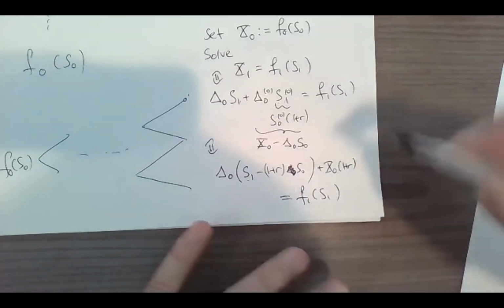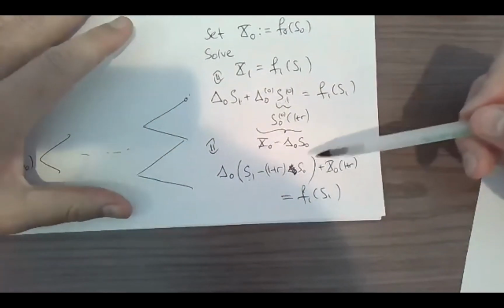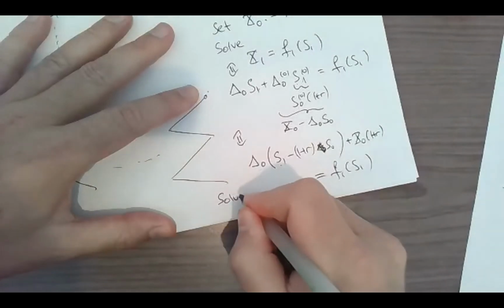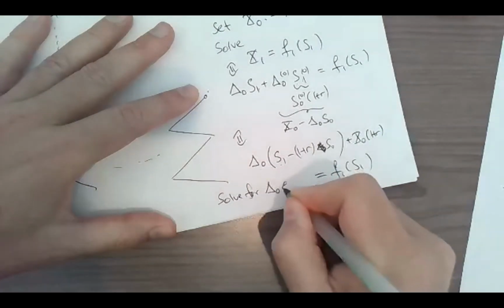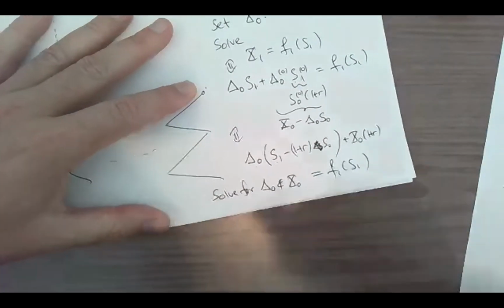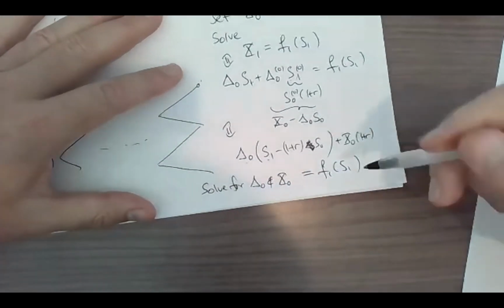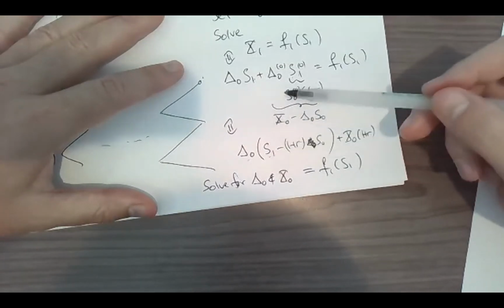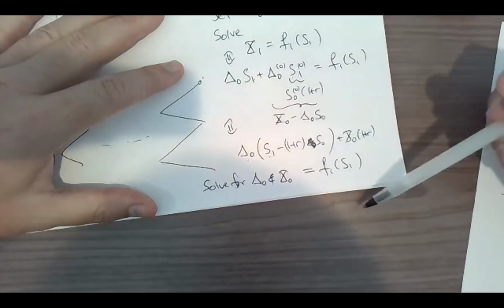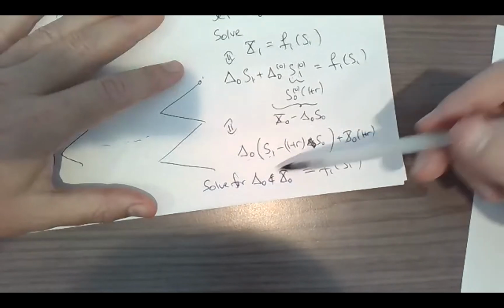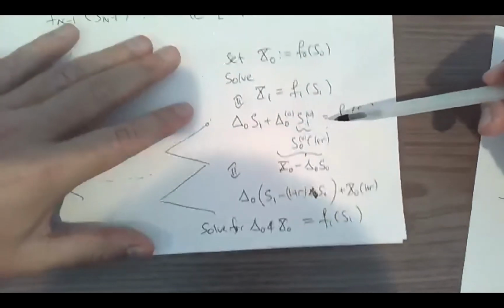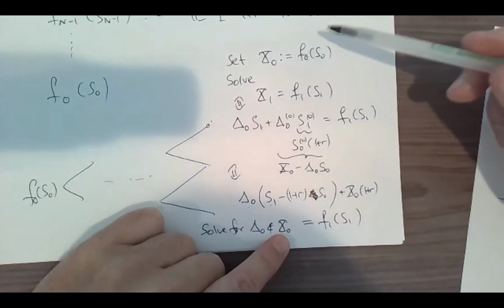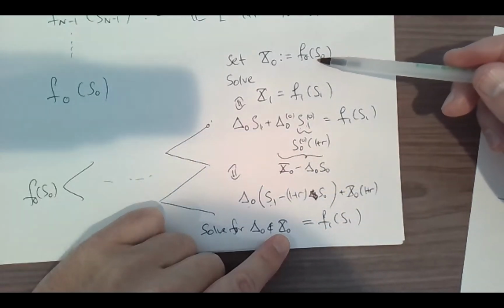Yeah. And so now you solve for the two unknowns, which will be your delta 0 and x0. You have two equations and two unknowns because of the two possible values of S1. S1 can be S0 times U, and S1 can be S0 times D. So you get these two equations and two unknowns, you solve for them, and then you hope for a miracle because your x0 that comes out of this exercise better be the one that you had up here.